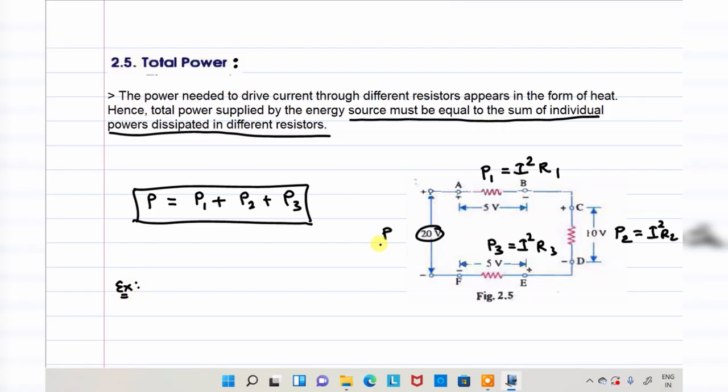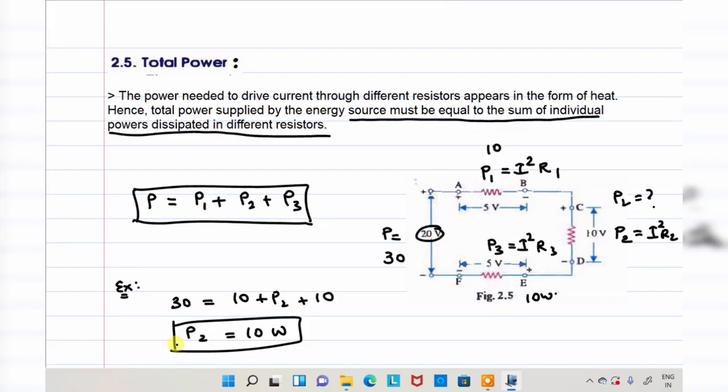Look here. The total power supplied by the battery is 30 watts. P1 is consumed by 10 watts. What is the power consumption P2? From this example, 30 is equal to P1, which is 10, plus P2, which you need to find out. So the P2 value is 20 watts. That's what you need to find out.